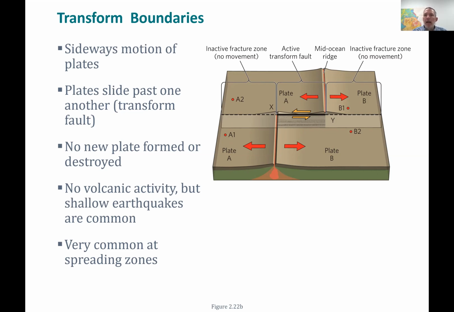If we take a look at these two plates as a whole, this plate over here is moving to the left of the screen, and plate B is moving to the right of the screen. And as these plates are pulling apart, they're not a clean, easy break. So we've got the ridge occurring a little bit further on the right on the upper portion, and a little bit further to the left on the lower portion. And as a result, this area right in the middle will slide past one another.